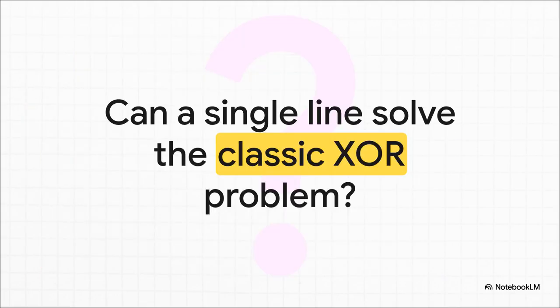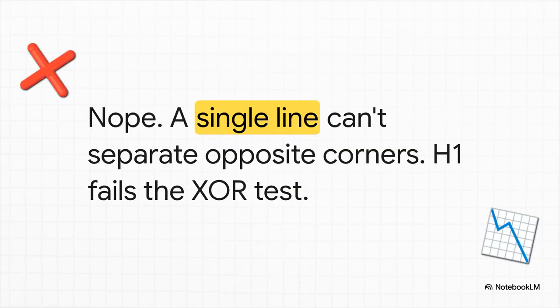And now it's time for the classic boss battle for any classification model, the XOR problem. The challenge is simple. Can you group the two diagonal corners together and separate them from the other two? Can a single straight line pull it off? And the answer is a big, fat no. Just try to picture it. No matter which way you slice that square with one straight line, there is absolutely no way to get those two diagonal points on one side and the other two on the other side. It's impossible. So, big takeaway, H1 fails the XOR test.